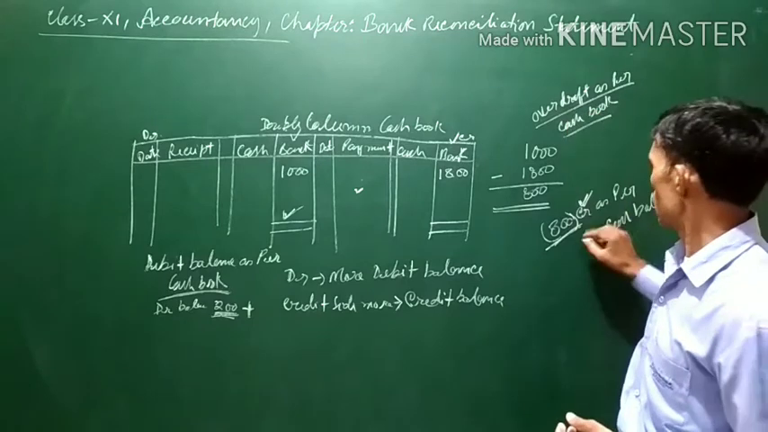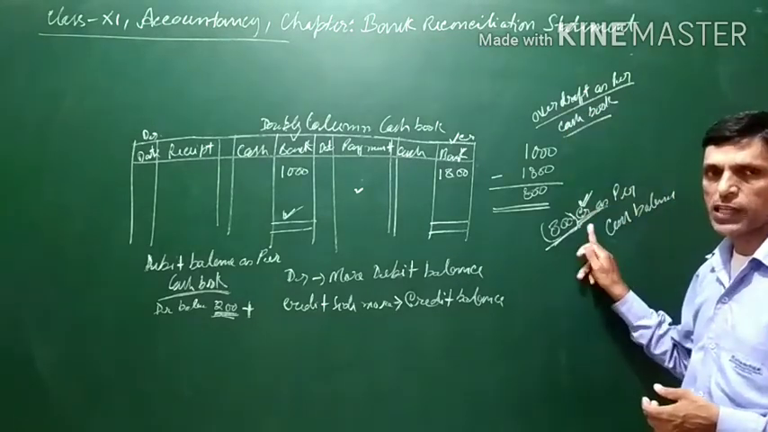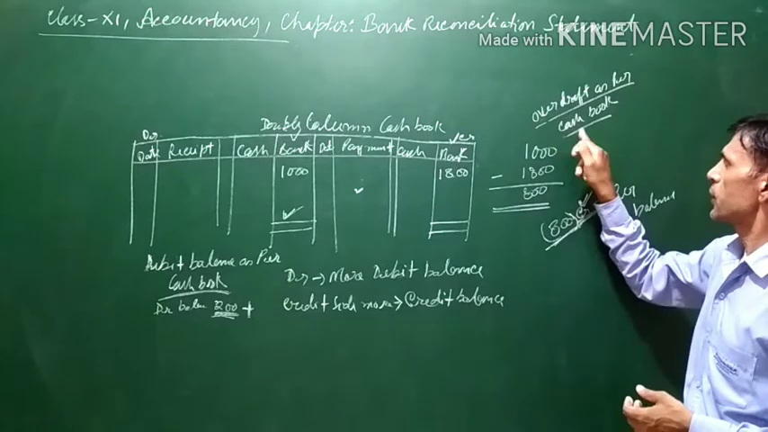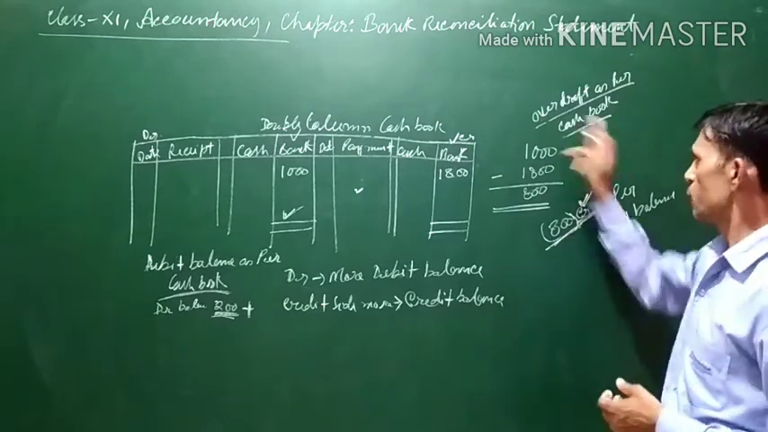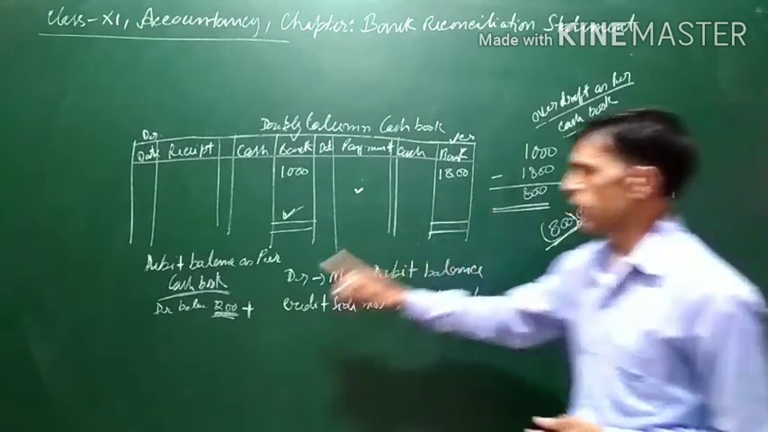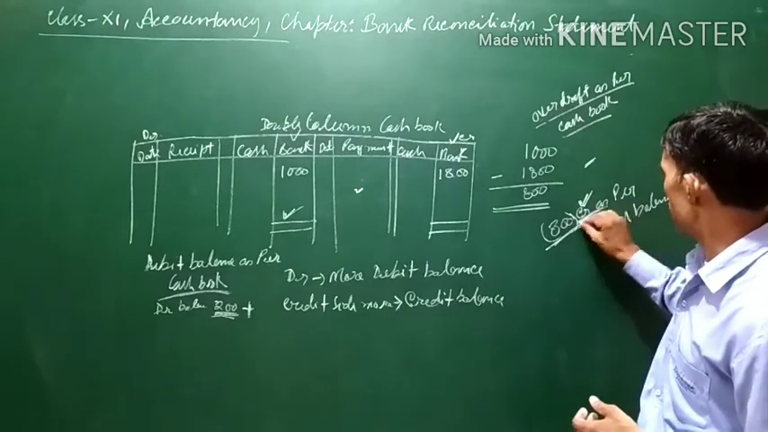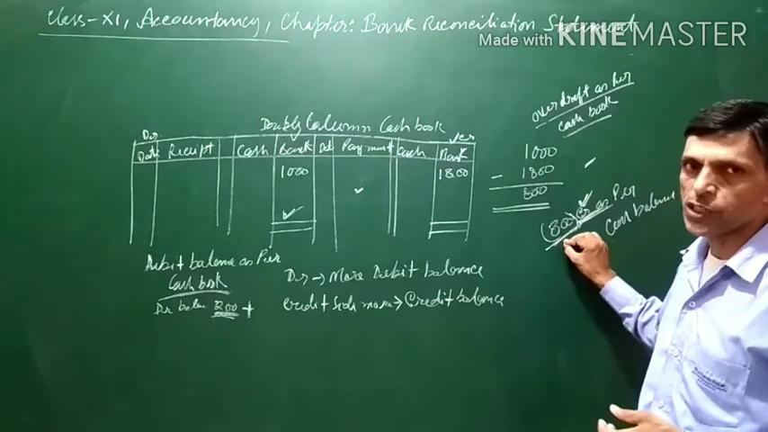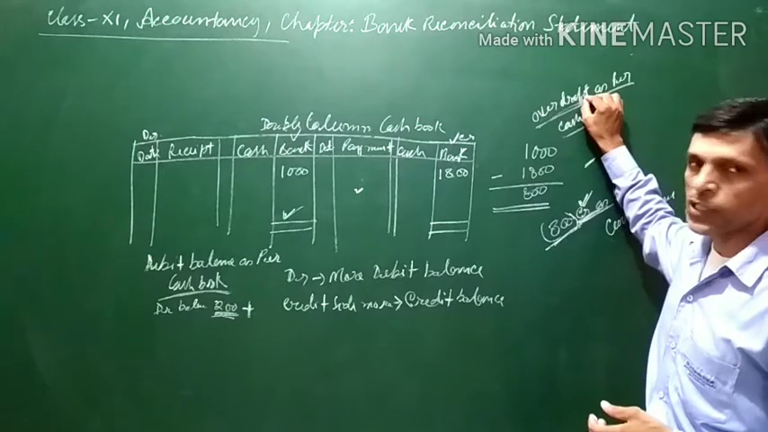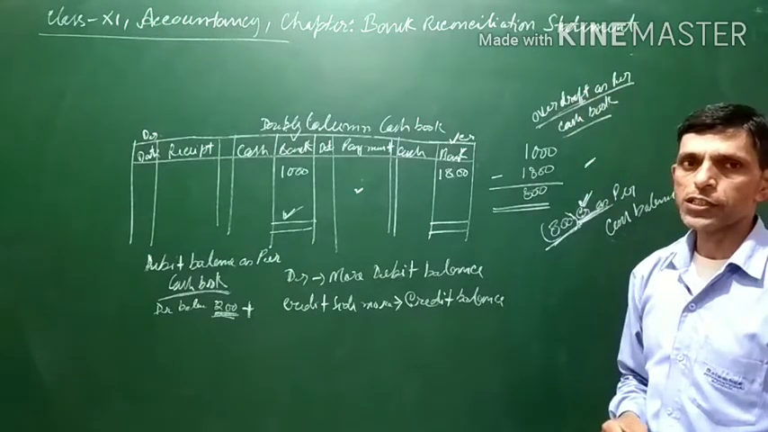So it will be known as credit. It can also be called credit balance as per cash book or overdraft as per cash book. Means in both cases it will refer to a negative balance. When debit balance is given, it means positive balance. When credit balance as per cash book is given, it means negative balance. Or if overdraft as per cash book is given, then also it will be considered as negative balance.